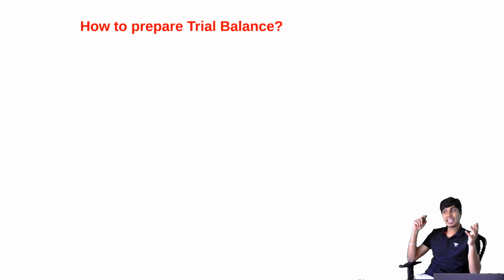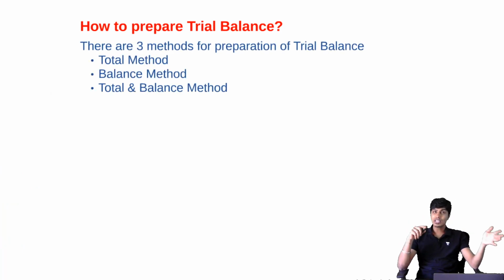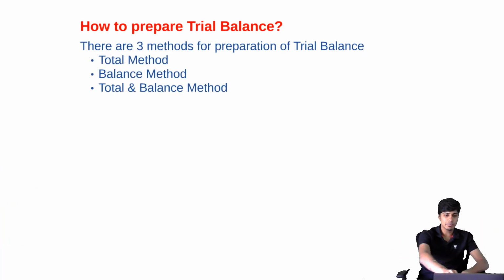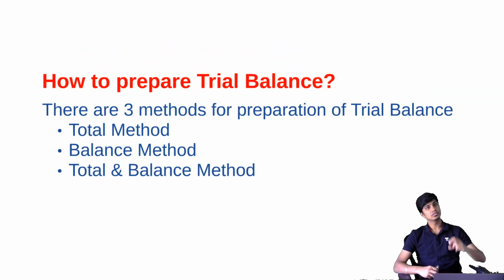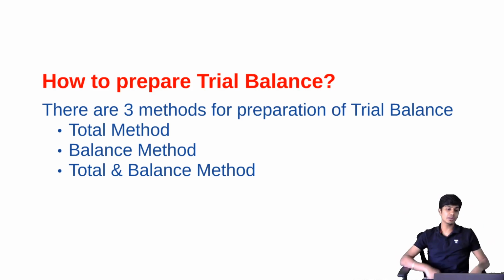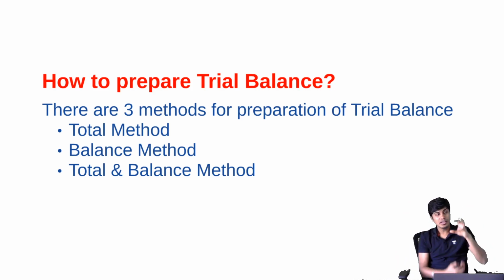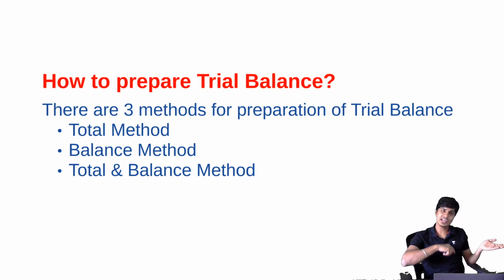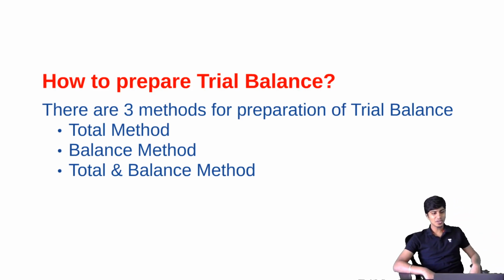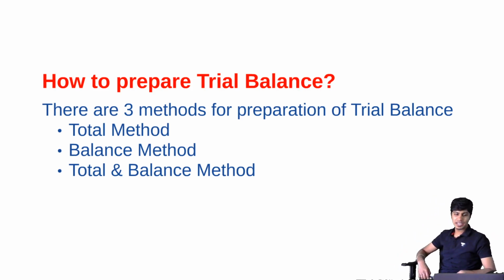Then trial balance can be prepared under three methods: total method, balance method, total and balance method. Under the total method, we write the totals, total debit and total credit, before taking the balancing figure. Under the balance method, we take the balancing figure in each ledger and post the balancing figure. Under the total and balance method, we write the total as well as the balancing figure. Got it? So those are the three ways of preparing trial balance.